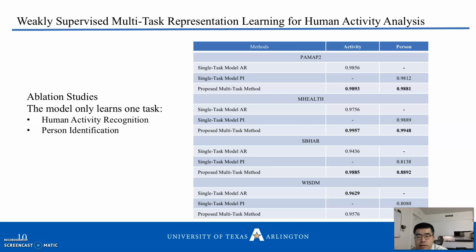To further understand the effect of the multitask learning framework, we conducted a series of ablation experiments. Each single task model is trained to learn only one task, and we can see from the results that expanding the model from single task learning to multitask learning does not cause performance loss in most cases. On the contrary, the performance of multitask model is most of the time better than the single task models.